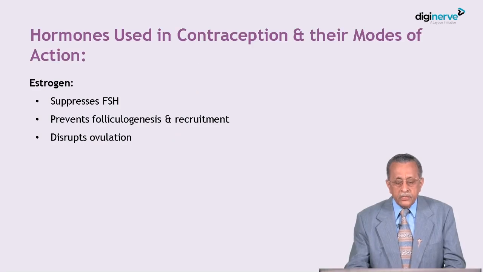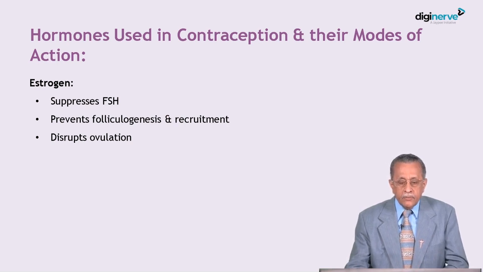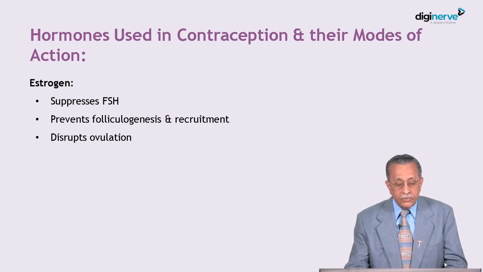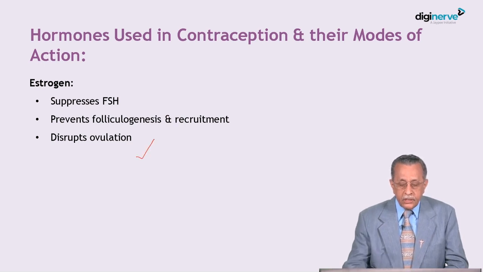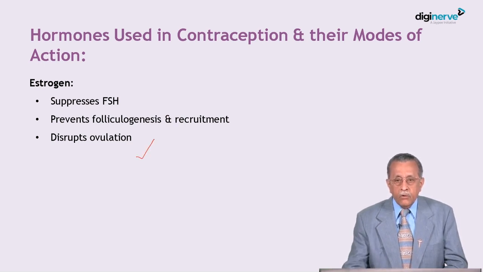Estrogen mainly suppresses follicle stimulating hormone from the pituitary and thereby prevents folliculogenesis, which means it does not allow the follicles to develop in the proliferative phase of the endometrium or follicular phase of the ovary, and it also prevents recruitment of the follicle for ovulation. In effect, it disrupts ovulation and the woman becomes anovulatory when she is using estrogens.